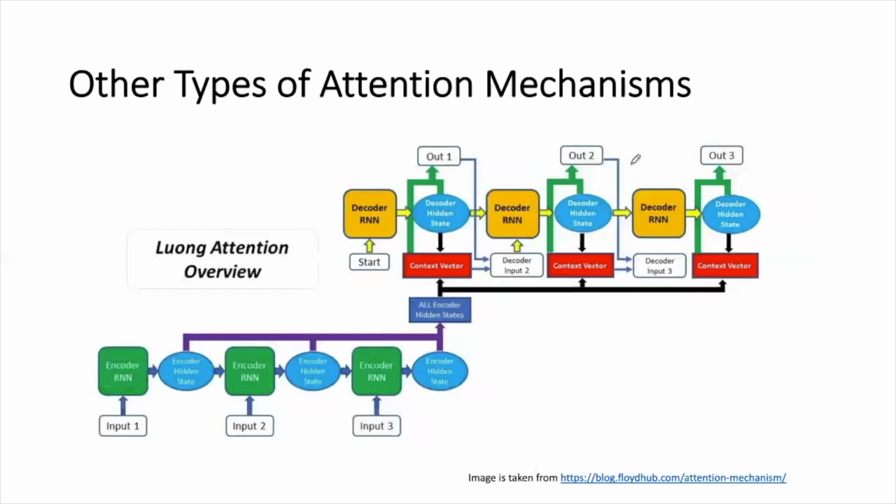Similarly, we have other types of attention mechanisms. This is another form of attention mechanism. The differences are basically in terms of how the context vector is computed and how it is exactly used. Those are the two main differences. Here, if you can see, the context vector is also used to generate the output of the first word. It's not just passed on to the next input or added to the next input. It also helps to generate the current word. That's a small difference that is there.